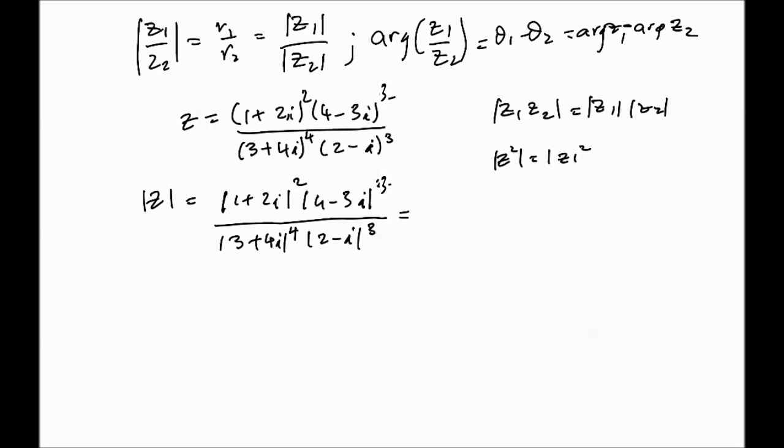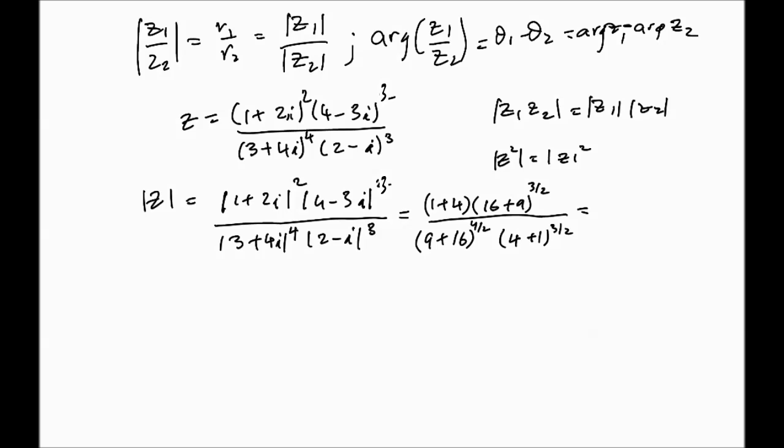So that's going to be the square root of 1 plus 4, squared, into 16 plus 9. And no, this is cubed, so put a square root on this. So this will become power 3 over 2. And this one will be 9 plus 16 as well, and the power will be 4 over 2, and this one will be 4 plus 1, power 3 over 2.